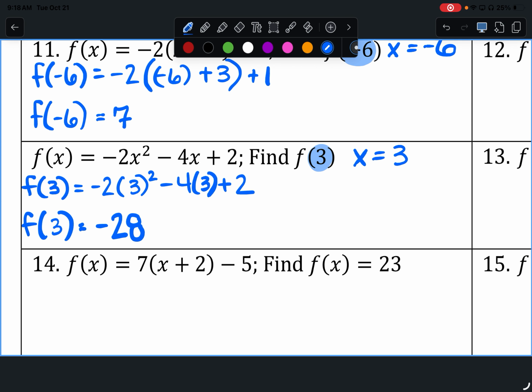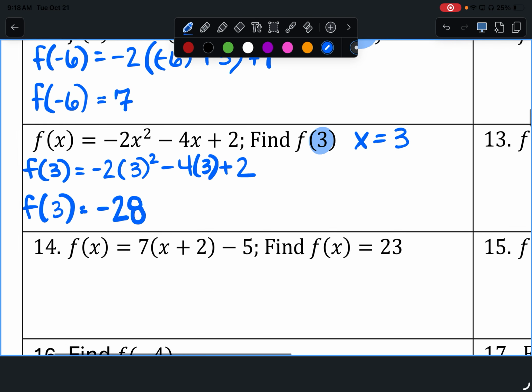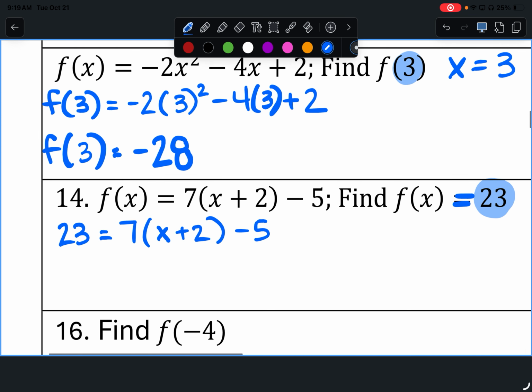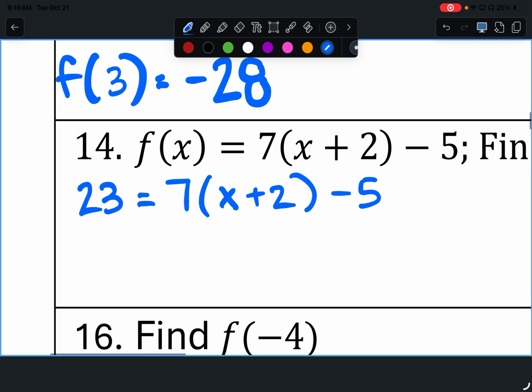All right, now we're going to look at 14. How is 14 different than the one we just did? This is f of x equals 23. So does this mean I need to plug something in? This means I need to set f of x equal to it. So we're going to do 23 is equal to 7 times x plus 2 minus 5. So what do I need to do to solve that?